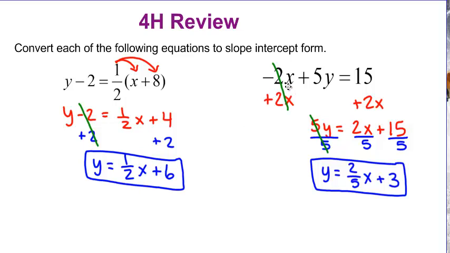In our second equation, the first thing we need to do is add 2x to both sides, because it's being subtracted here. So we add 2x, we get 5y equals 2x plus 15, and our last step is to divide each piece of the equation by 5. When we divide by 5 in each spot, the 5's cancel, we get y, we have 2/5 x, 2/5 is our slope, and 15 divided by 5 makes 3. So we have y equals mx plus b, our equation in slope-intercept form.